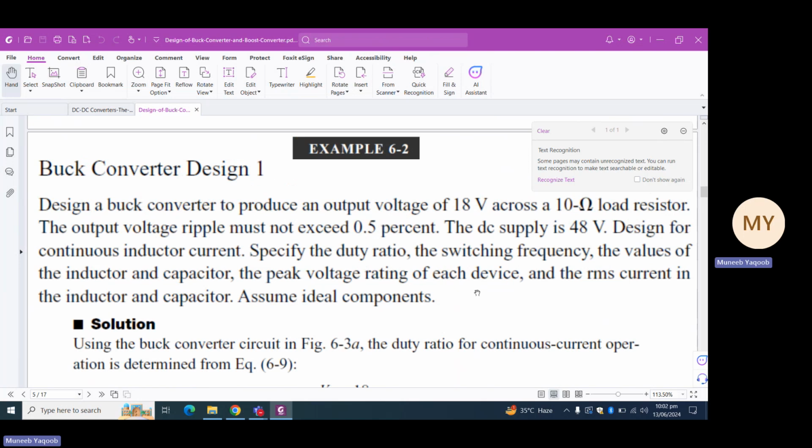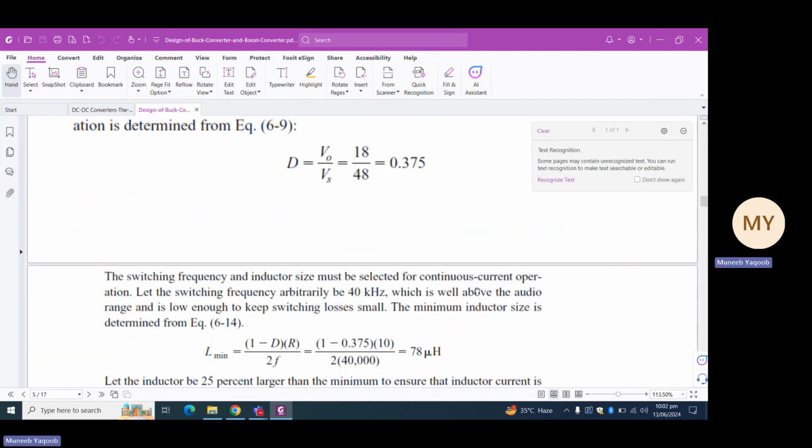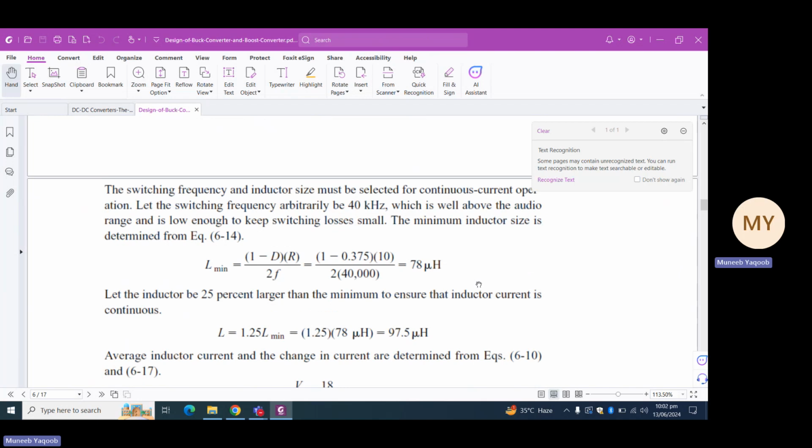Now, what was the second thing to do? We need the minimum value of inductance that can provide us the continuous conduction mode, for which we already studied the equation for L minimum. So we will choose this equation. But for this we need a particular frequency, so let us assume that the frequency is 40 kilohertz. Now using this frequency of 40 kilohertz in the expression of L minimum, we get a value of inductance as 78 microhenry.